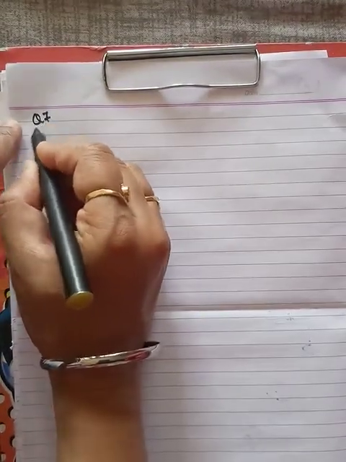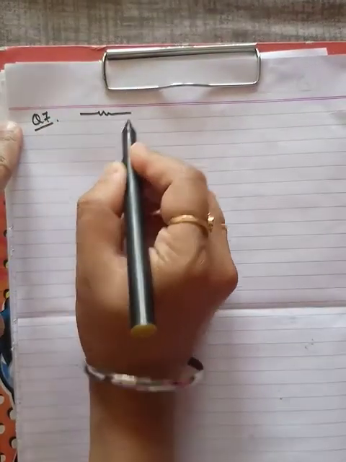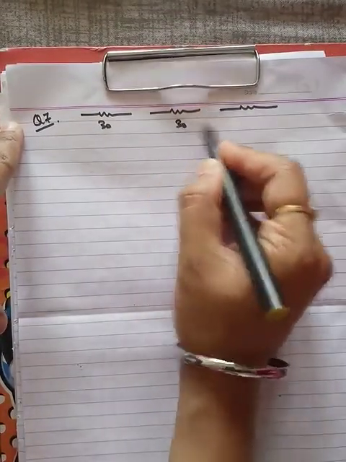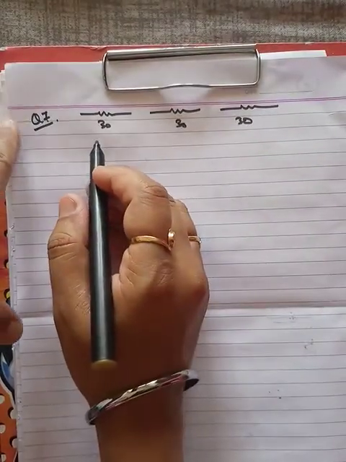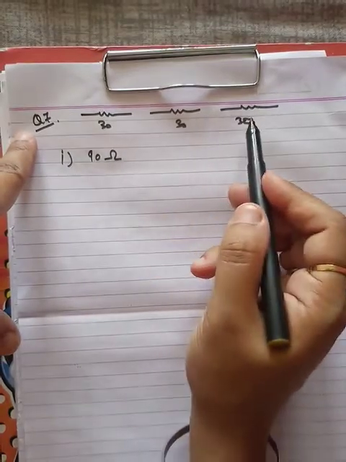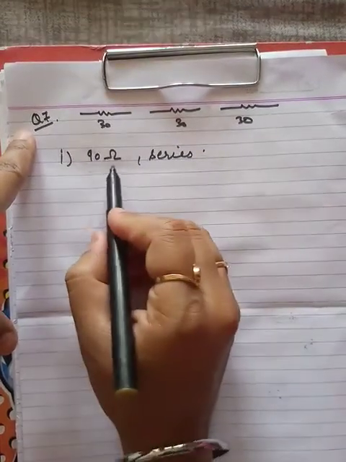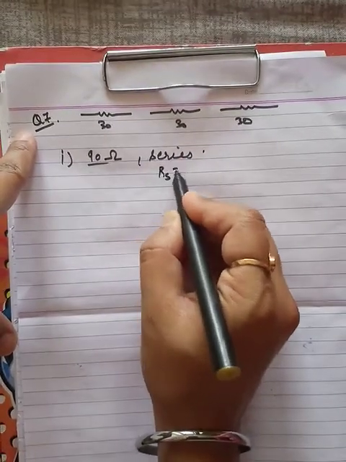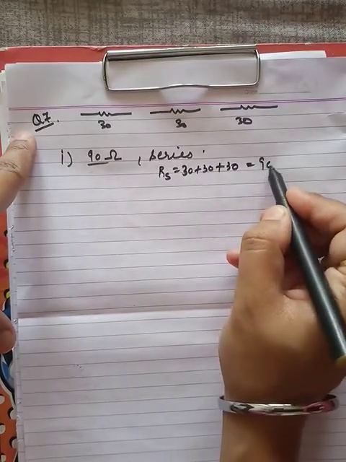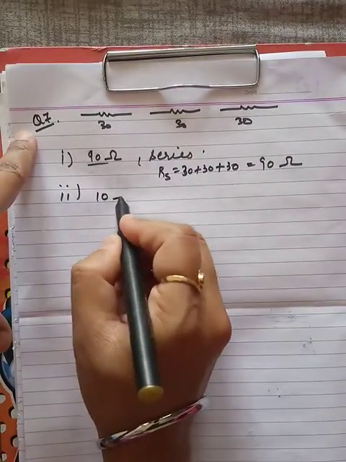This is question number 7 based on series parallel. So we have 3 resistances, 30 ohm, 30 ohm and 30 ohm. The first case is giving me 90 ohm, so 30 plus 30 plus 30 it should be. If all are connected in series, we can say it is giving us 90. That means Rs equals 30 plus 30 plus 30, very simple, 90 ohm.